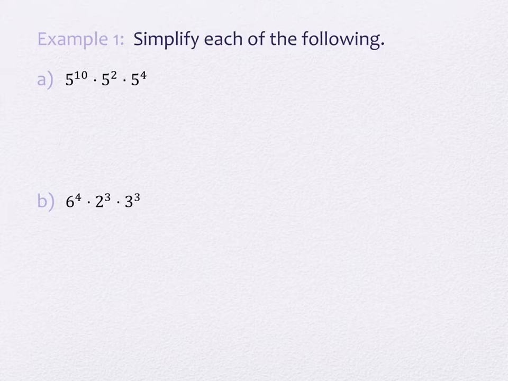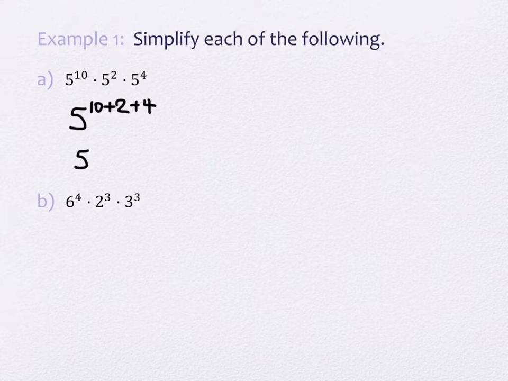Add them. So you don't necessarily have to write this step out. If you're okay without writing it, that's okay with me. But this is 10 plus 2 plus 4, which gives me a grand total of 16. So this is 5 to the 16th. So if you jump just to the 5 to the 16th, that's fine.